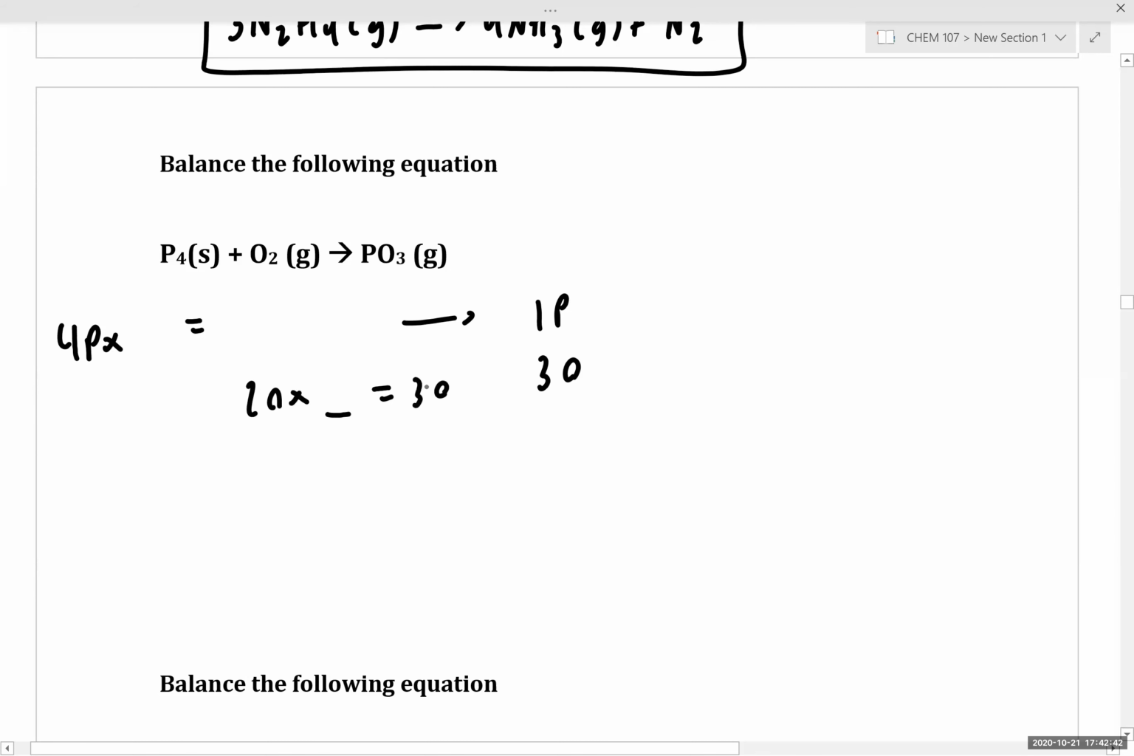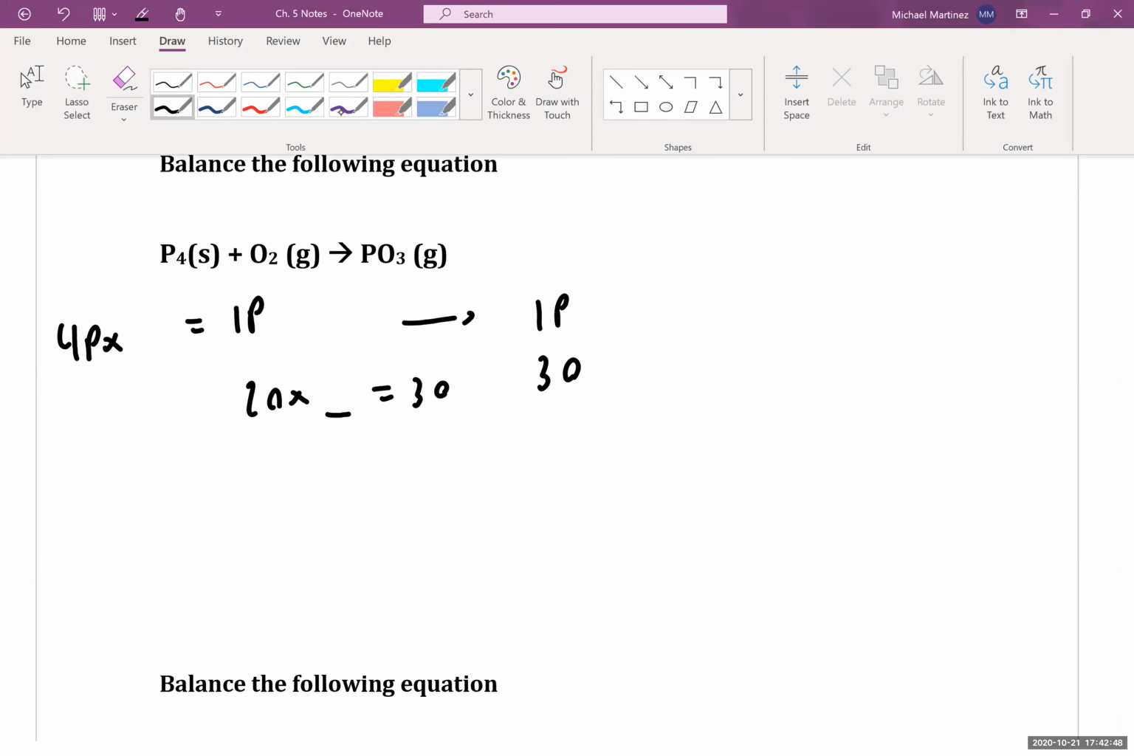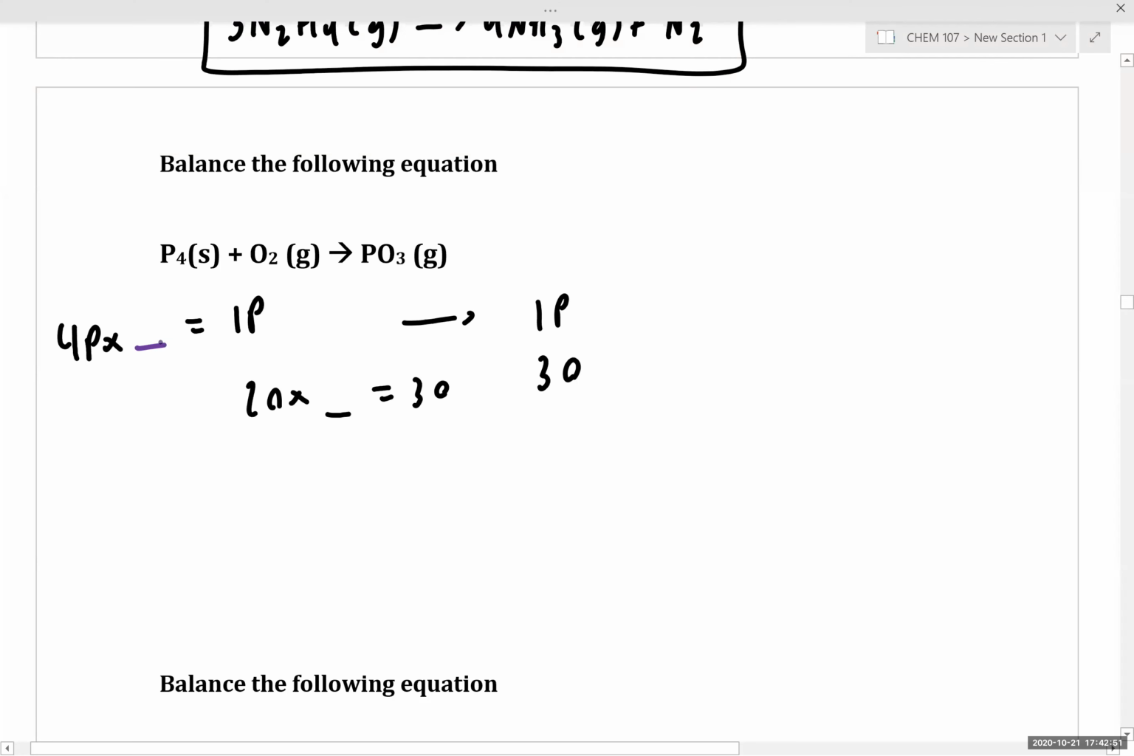In order to have the same number of atoms of each element on each side of our equation, let's try using the half notation method and let's guess a coefficient for phosphorus. In order to have 1 phosphorus on each side, if we start with 4 phosphoruses on the left, what fraction do we need to guess?